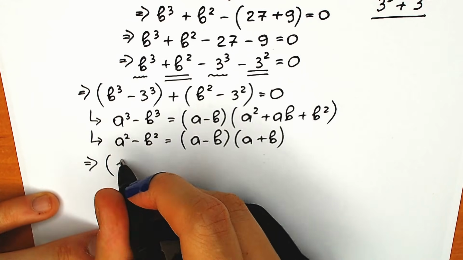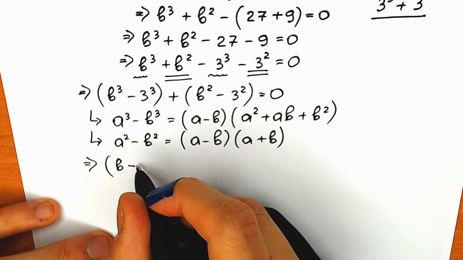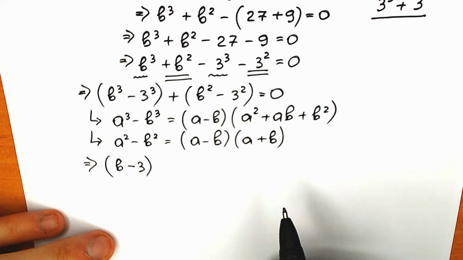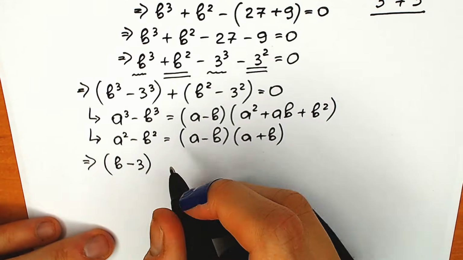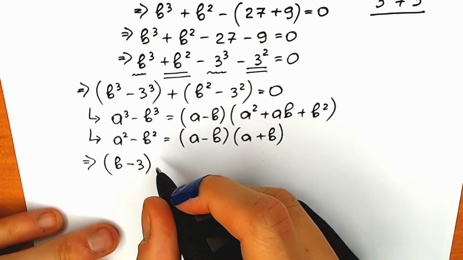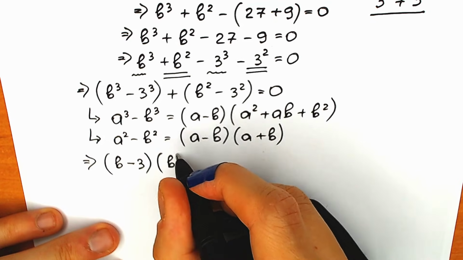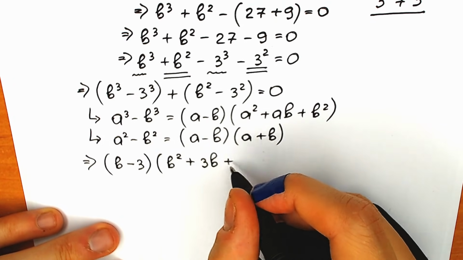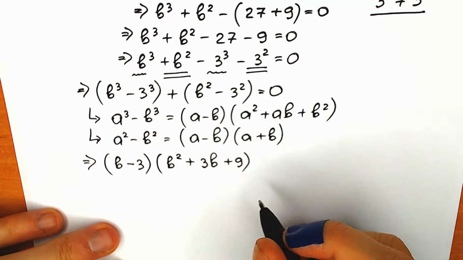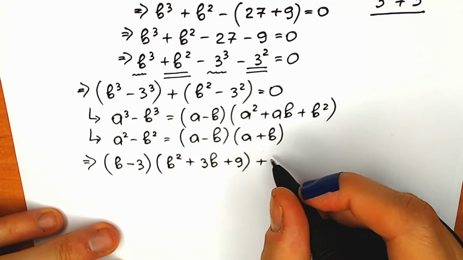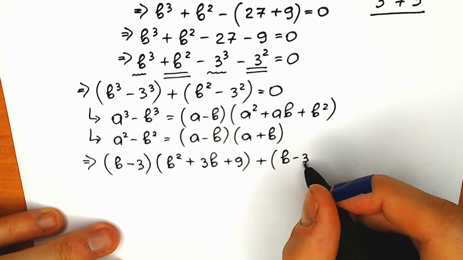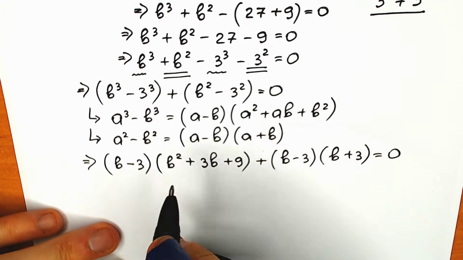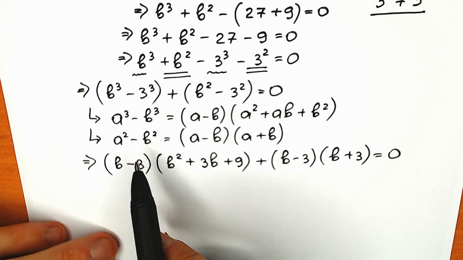So first of all, we have b minus 3. First parenthesis, I applied this formula, okay? a cubed minus b cubed. I just want you to understand it. And in another parenthesis, what do we have? b squared plus 3b plus 9, in terms of this formula. In another parenthesis, we have b minus 3, b plus 3, equal to 0.